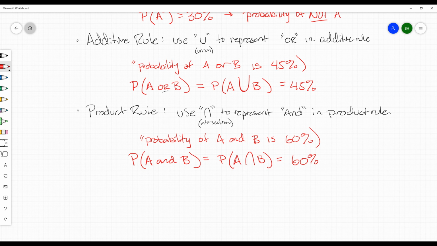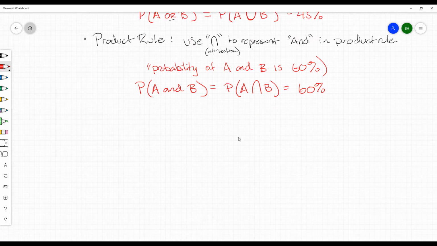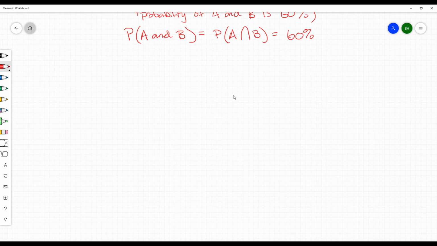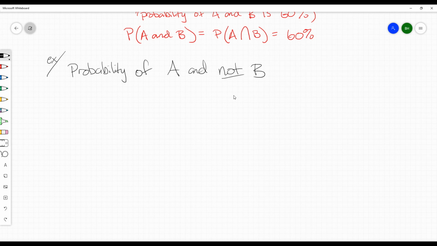Now, as we move forward and look at this, you can have a combination of any of these things happening. Let's look at an example of a phrase, a notation example. If I wanted the probability of A and not B, everything of A and not B, this could be represented as P of A and not B, which means I want everything but B. So I'd write the complement of it.